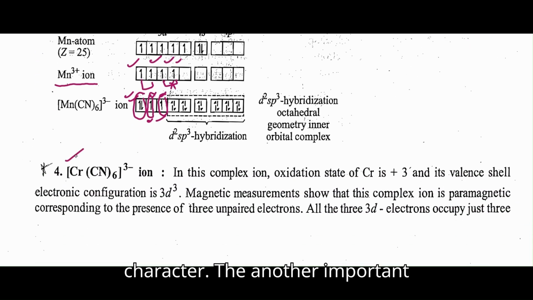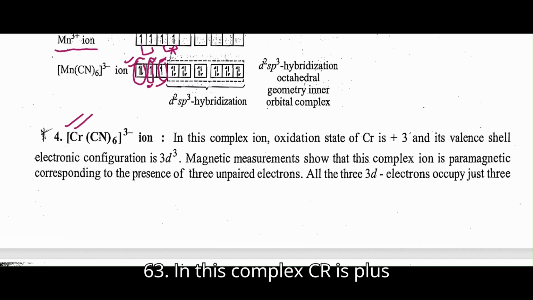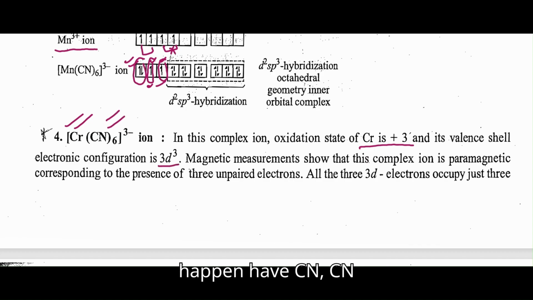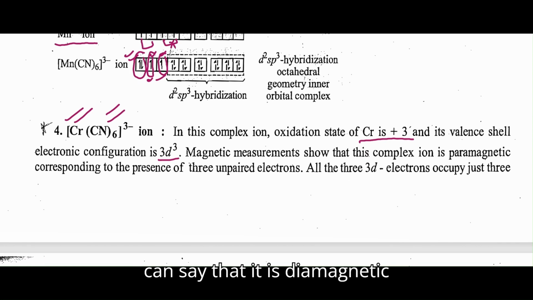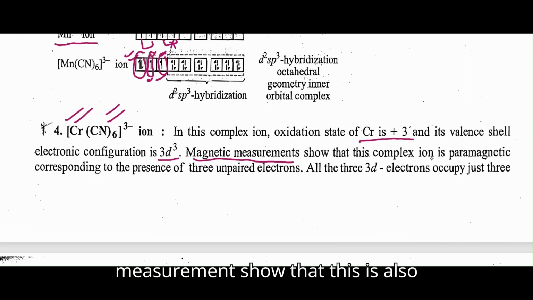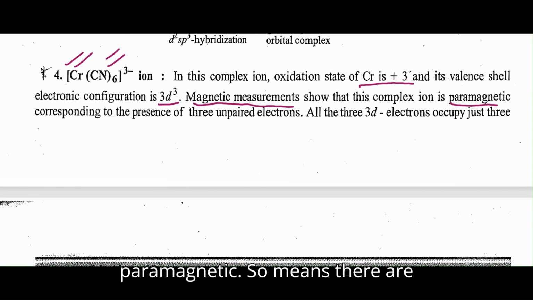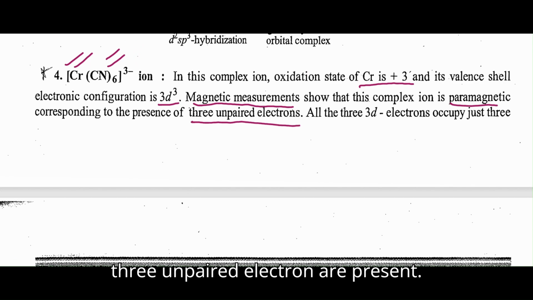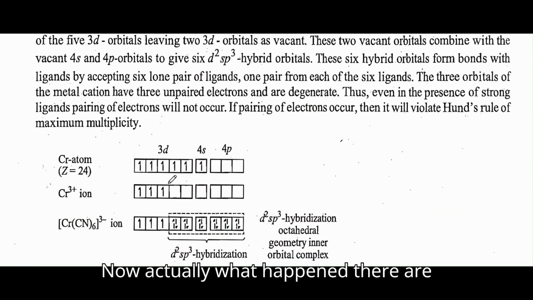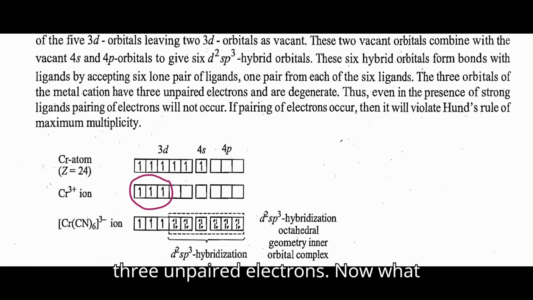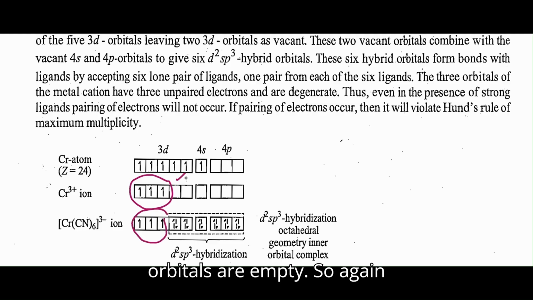Another important example is [Cr(CN)6]3-. In this complex, Cr is in the +3 state, so its configuration is 3d3. The CN ligand is a strong ligand, and we might say that it is diamagnetic. But practically, magnetic measurements show that this is also paramagnetic, meaning three unpaired electrons are present. These three unpaired electrons remain unpaired, and two d orbitals are empty.